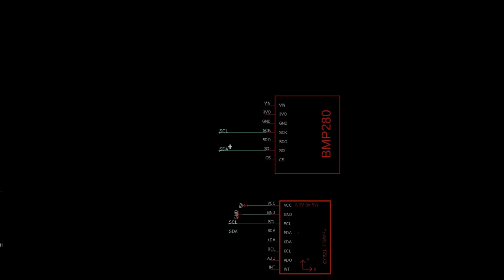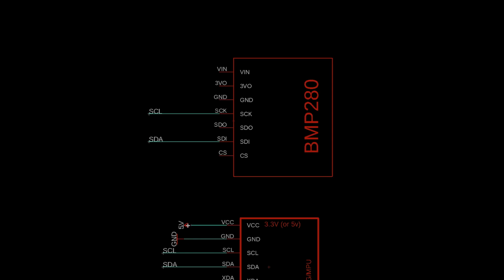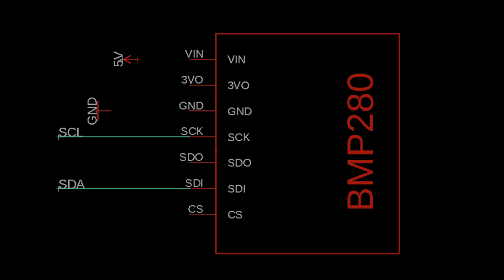So now the I2C is hooked up to this as well. And if you remember, like last time, we need to give it some power. So I'm going to use the copy tool, VCC. I'm going to bring this up to VIN, and then I'm going to bring the ground and connect that, and boom. Okay, so now we have a barometer and an IMU connected.